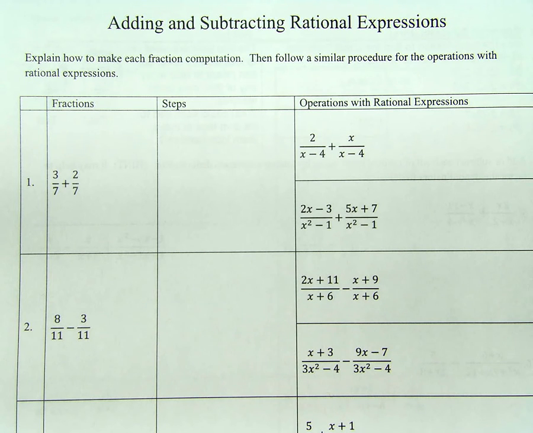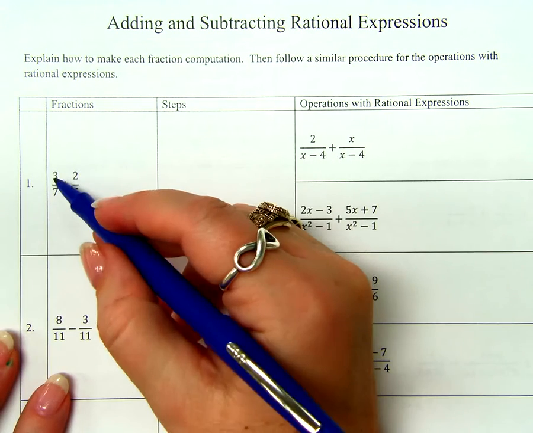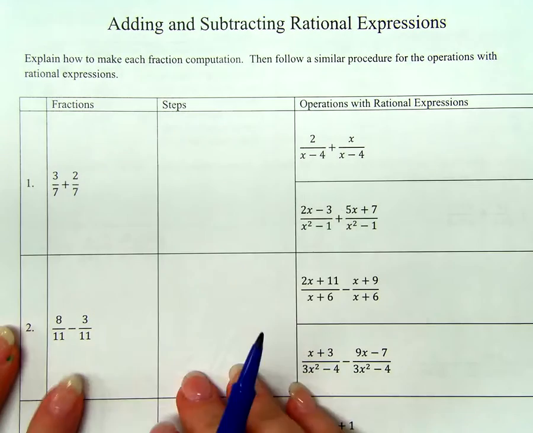So let's start with stuff we already know how to do and figure out what steps we used, and then work on rational expressions. Very similar to what we did yesterday, yes? Okay, so let's start. Start with what we know. 3/7 plus 2/7. What do we do?